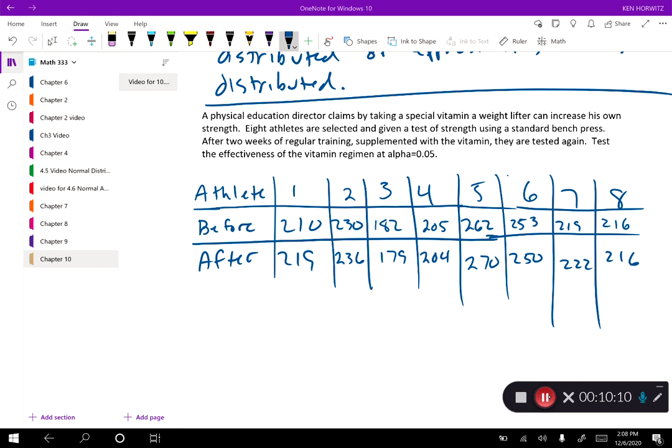Okay, a physical education director claims that by taking a special vitamin, a weightlifter can increase his own strength. 8 athletes are selected and given a test of strength using a standard bench press. After 2 weeks of regular training, supplemented with the vitamin, they are tested again. Test the effectiveness of the vitamin regimen at alpha equals 0.05. Right below I made a chart of the data that you need to solve the problem. It was just easier to write it than to type it. So take a moment to write some stuff down, pause the video if you need to, and we'll get back to it in just a second.